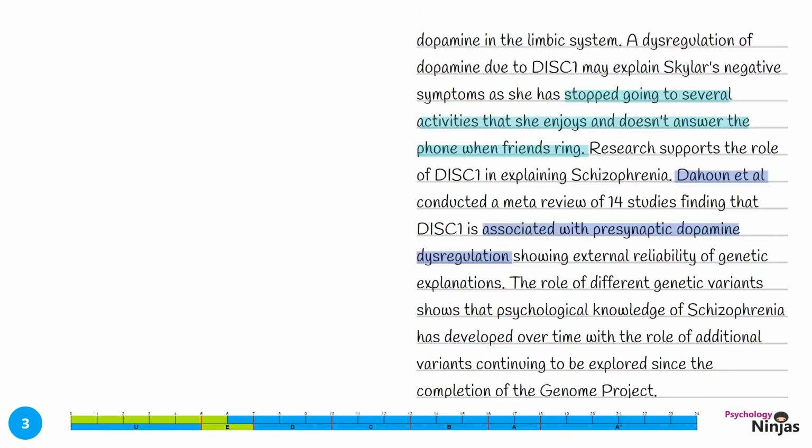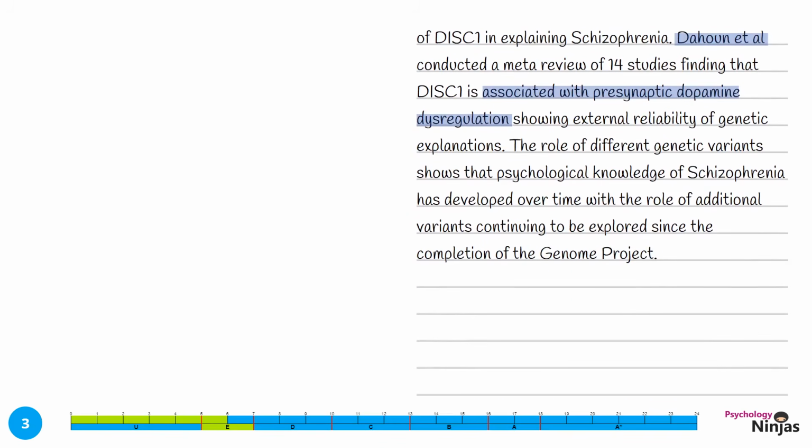The role of different genetic variants shows that psychological knowledge of schizophrenia has developed over time, with the role of additional variants continuing to be explored since the completion of the Genome Project. We've been clear how this knowledge is continuing to develop, showing the impact of genetic explanations. And let's complete this with a judgment.